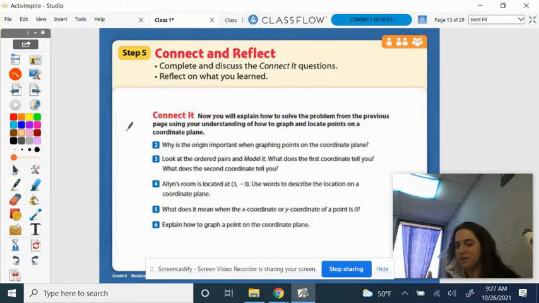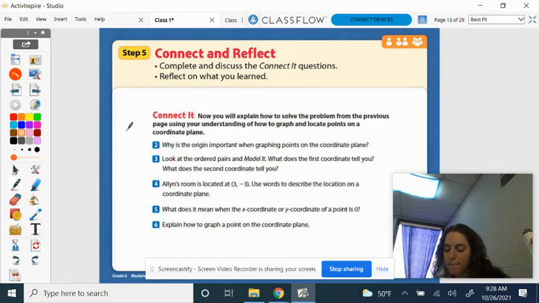So the origin kind of sounds like the original, but that's always where you start. Look at the ordered pairs in the model it. What does the first coordinate tell you? In the model it, the first coordinate says 5 units left and 3 units up. What does that tell you, Jacob? The first one tells you to move right or left. The second one tells you to move up or down.